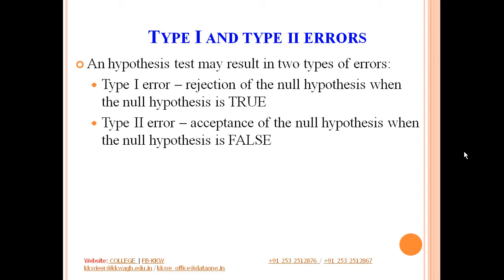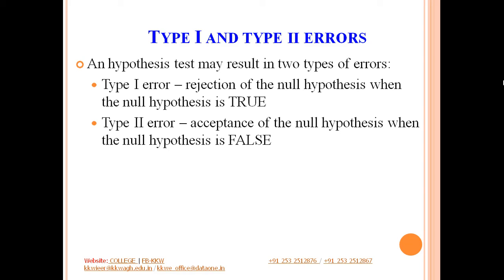Similarly, we have type 2 error. Suppose you are collecting the evidences, the evidences support the null hypothesis, and because the evidences support the null hypothesis, we are accepting the null hypothesis and we are rejecting the alternate hypothesis. But suppose in reality the null hypothesis is false, but because the evidences support the null hypothesis, we have actually accepted it rather than rejecting it. So this is the second type of error, which is called type 2 error.